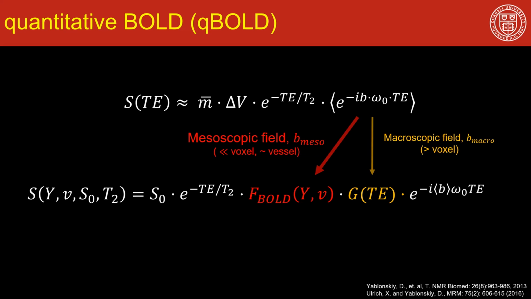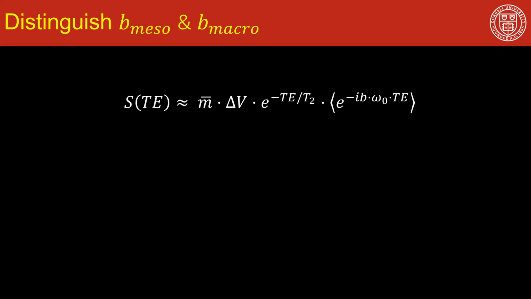It distinguished the magnetic field b into two parts, the mesoscopic field b meso and the macroscopic field b macro. The scale of the mesoscopic field is much smaller than the voxel size, similar to vessel size, several microns. This field is caused by deoxyhemoglobin in vein. The macroscopic field scale is larger than a voxel. It arises from the susceptibility difference at air-tissue interfaces and different tissue boundaries.